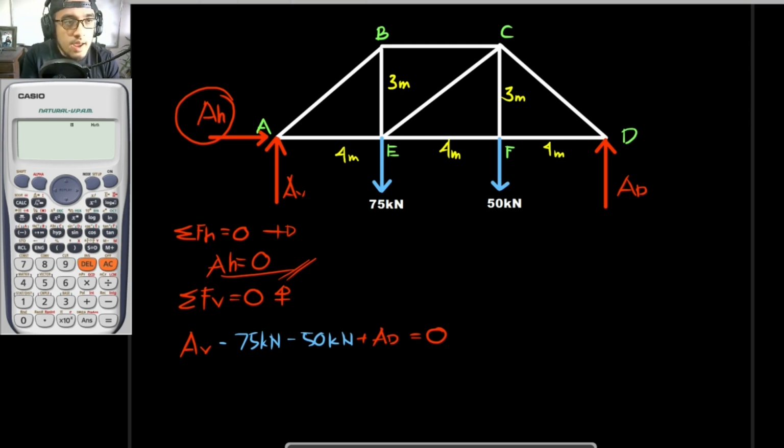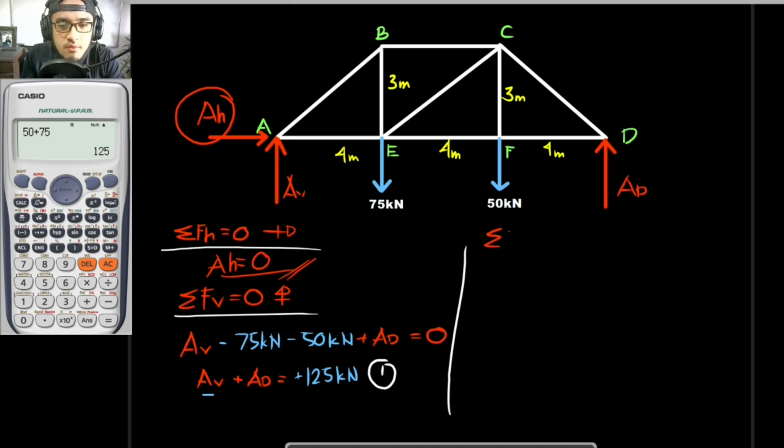And simplifying this term, AV plus AD is equal to, so I would be transposing the ones in blue to the right, so that is to be positive 125 kilonewtons. So let's confirm. 50 plus 75, that is to be 125. Okay, and since we have two unknowns, I would just be labeling this as equation number 1.